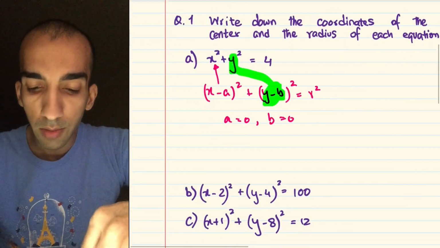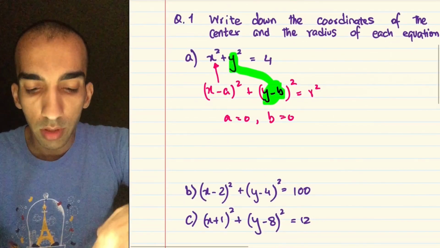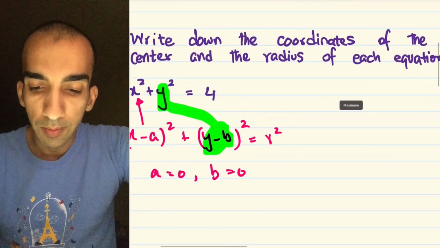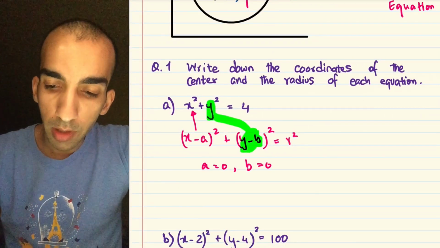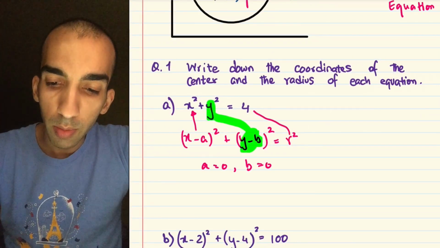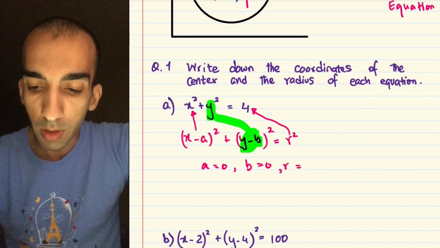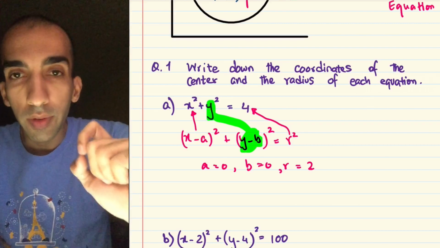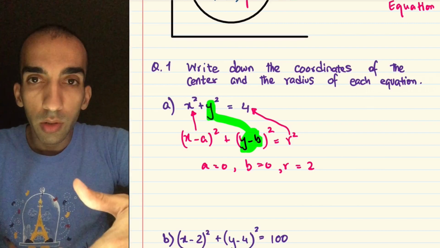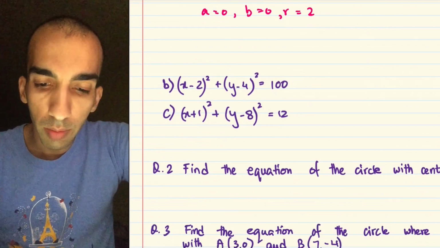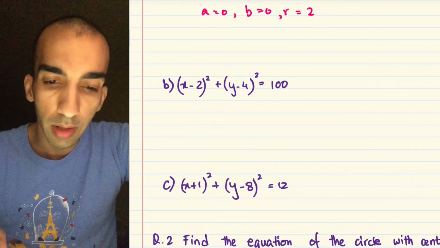If this doesn't make sense, we'll go to question number 2, part B, and come back to part A, and it'll start making more sense. Now, the last part is, when we take the square of r, it becomes 4. So the value of r must be 2. So I have to find the coordinates of the center, which are 0 and 0, and the radius is 2. Let's apply the same concept on part B. It will start making more sense. We'll revisit part A.